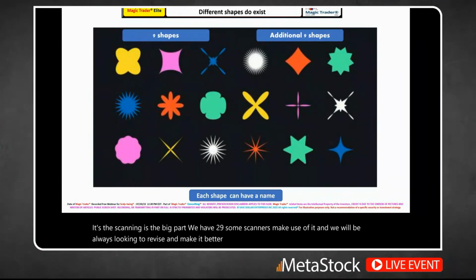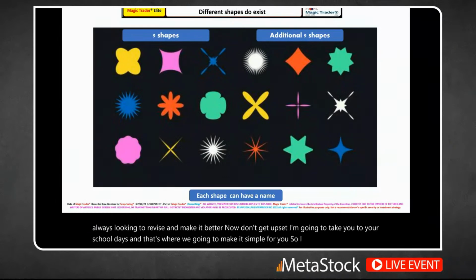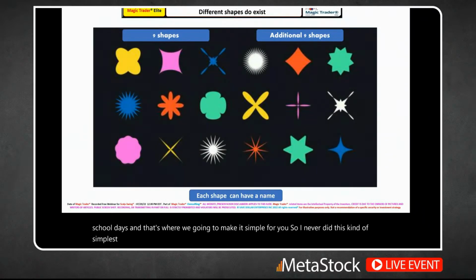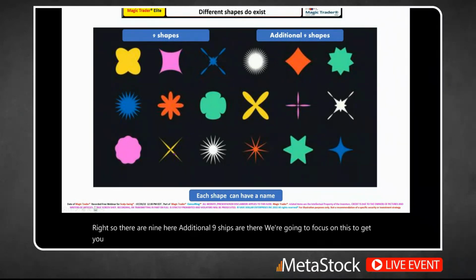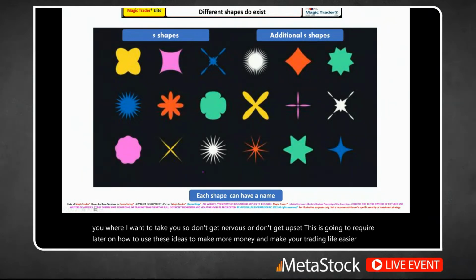Now, don't get upset. I'm going to take you back to your school days, and that's where we're going to make it simple for you. I never did this kind of simplest-way presentation going back to school days. Everybody learned different kinds of shapes, right? There are 9 shapes here, and an additional 9 shapes are there. We're going to focus on these to get you where I want to take you. So don't get nervous or upset. This is going to require later on how to use these ideas to make more money and make your trading life easier.